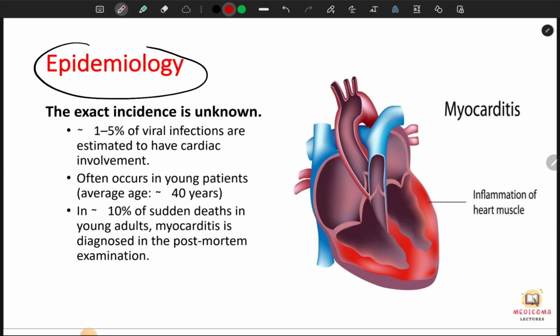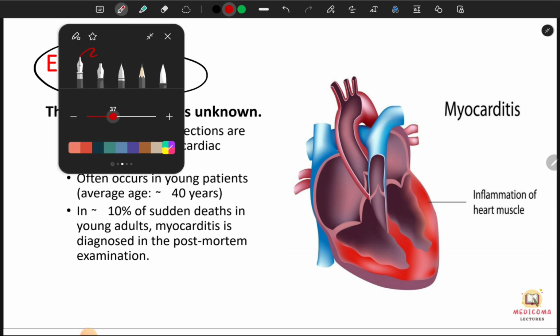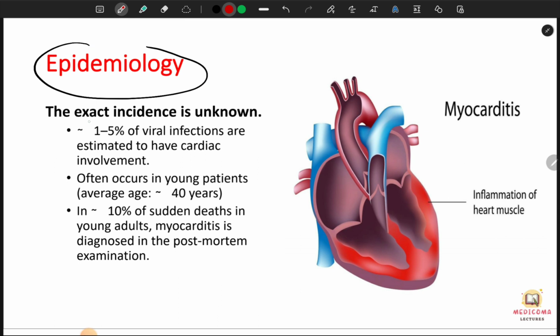thing is the exact incidence is unknown, and 1 to 5%, mostly viral infection like Coxsackie virus A and B. Coxsackie is most commonly involved in this. We will discuss about it in etiology, and it often occurs in young patients. The average age is 40 years. So these important points you need to remember, because in most of the clinical scenarios these points are mentioned.